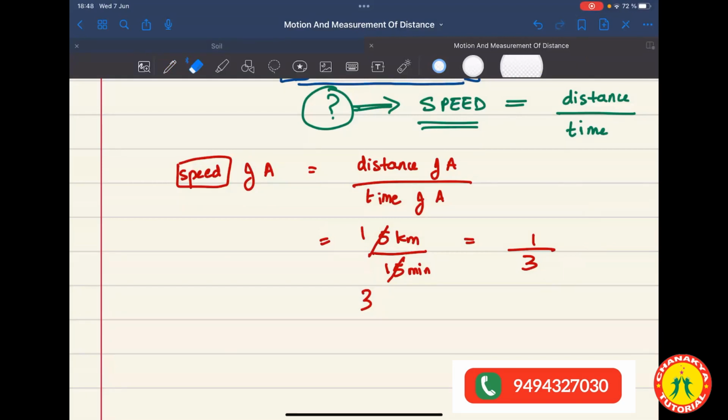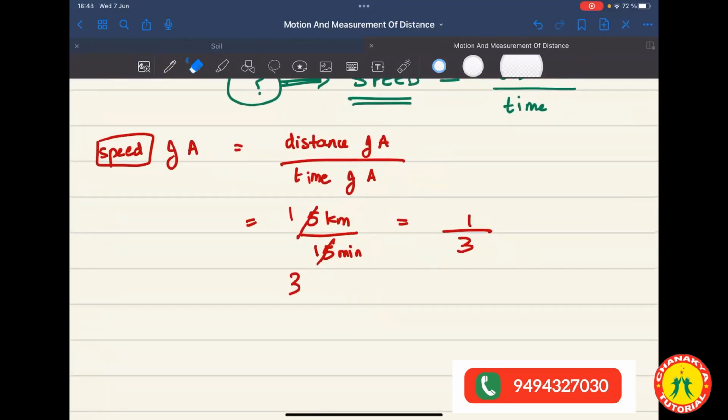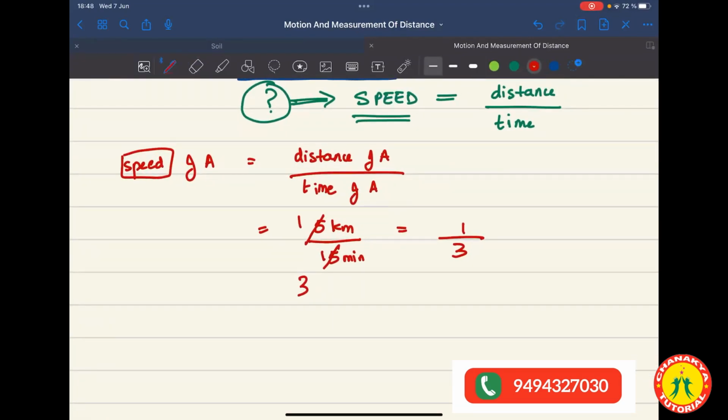Mom, 1 is for the distance, and then the down one is for the time. No, it doesn't work like that. Okay. 1/3 means you have to sit and divide. 1/3, you have to put. Again, it will be 1, 0. So almost 0.333, it will go on. So we'll stop with 0.3. So 0.3 kilometer per minute.